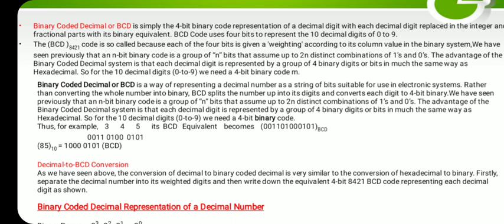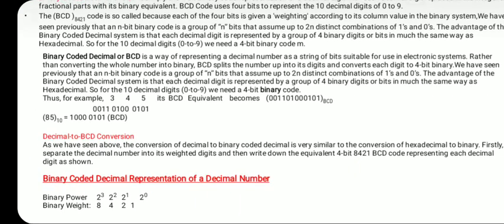One more example is shown, say 85. Here also, write down 5 separately, 8 separately. Write the equivalent 4-bit of number 5 and the equivalent 4-bit of number 8 and combine them together. That will give you your equivalent BCD code for the given number. Why it is called 8421 is shown here again. We represent it as powers of 2. Clear? So this is BCD representation.